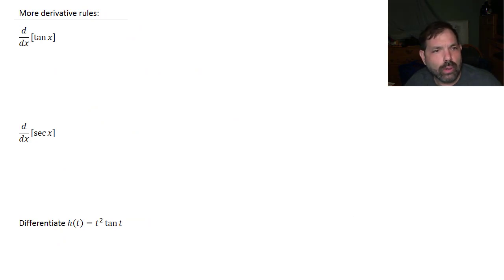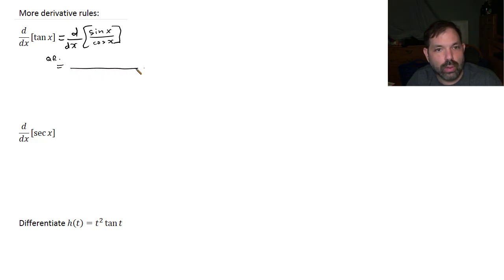Let's develop a couple more derivative rules. Let's find what's the derivative with respect to x of the tangent function. Now, we're not going to go back to a limit definition for this like we did for the sine and the cosine functions, because we know that the tangent function is expressed in terms of the sine and the cosine. The tangent function is the same as writing d by dx of sine x divided by cosine x. And now let's apply the quotient rule.